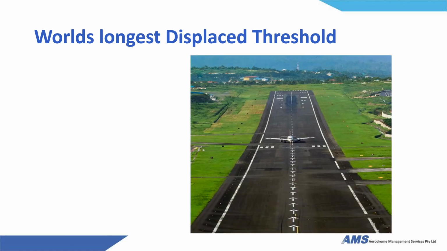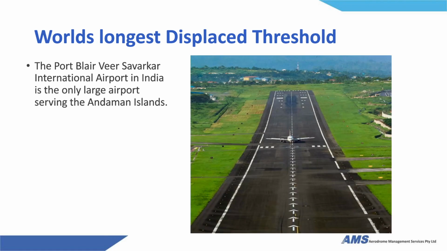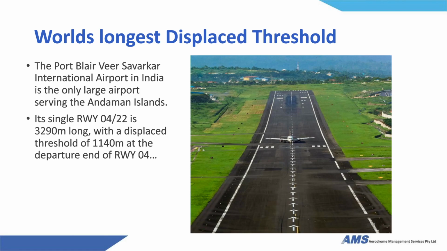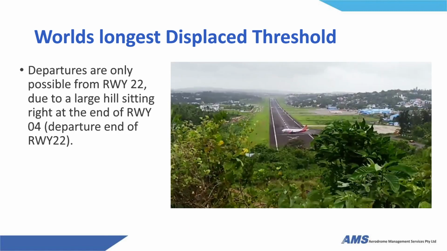The world's longest displaced threshold is located in India. It has a single runway, 04/22, that is 3,290 metres long, and has a displaced threshold of 1,140 metres at the departure end of runway 04. Departures are only possible on runway 22 due to the large hill sitting at the end of runway 04.